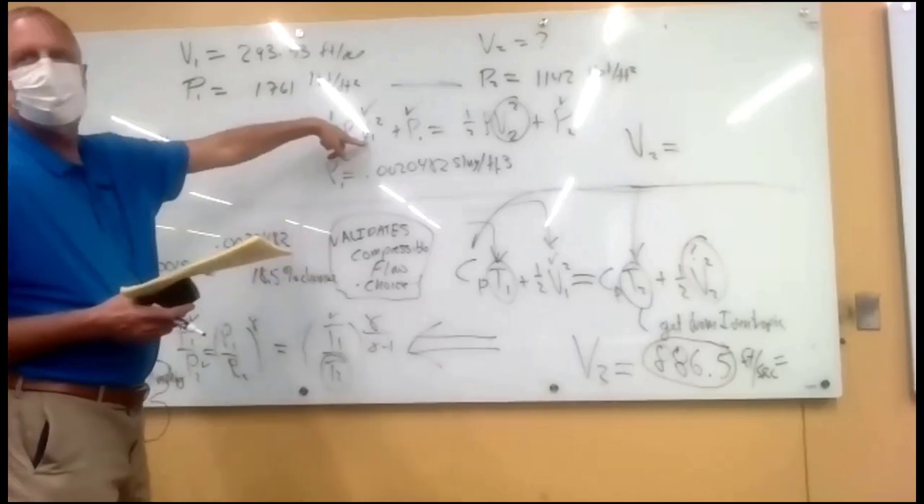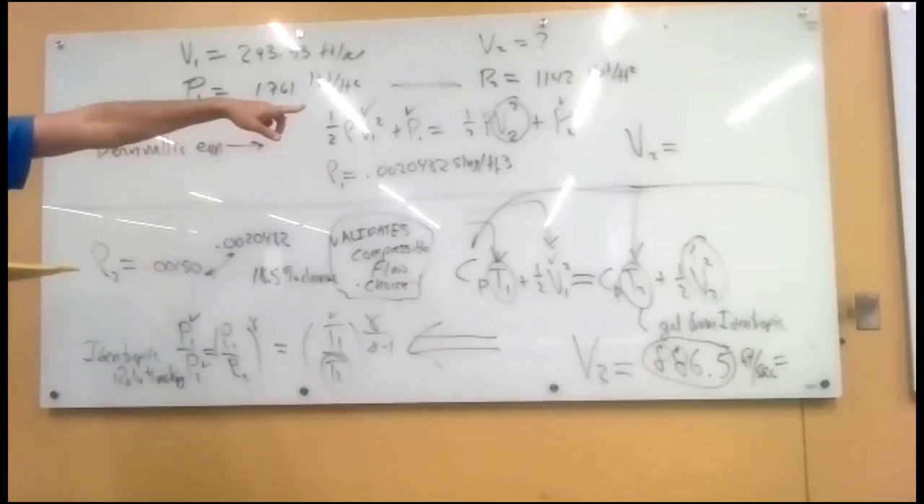Common mistake here is to forget to square the velocity, so you got to remember to do that. And then when you collect it all together, then you get a square root, right?